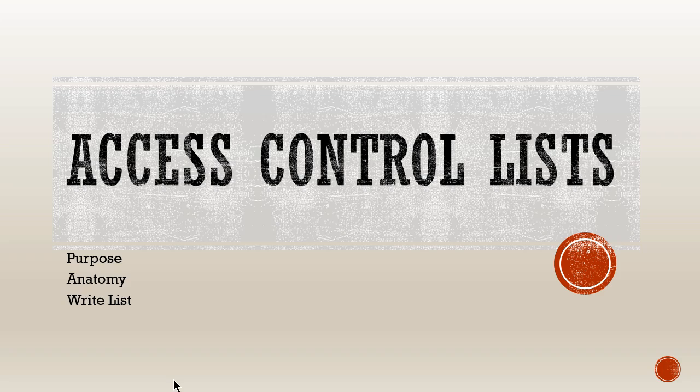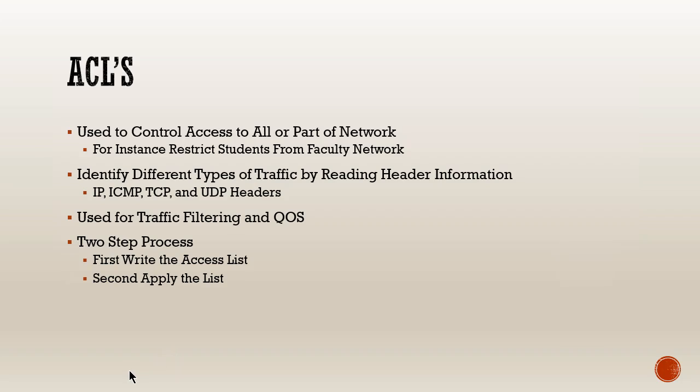It's going to be a two-step process. First, we'll write it, and then we'll apply it. So with that, access control lists are used to control access to all or part of the network. What that means is we can deny or permit, and the two go together. If we deny something, if we deny one group of computers, we'll permit the other ones.